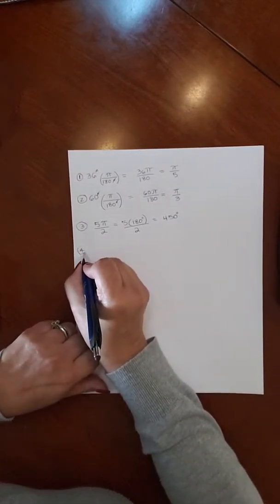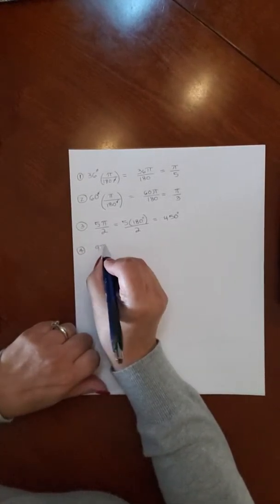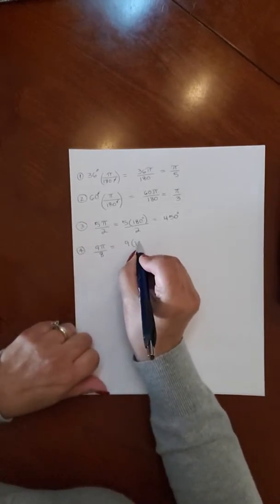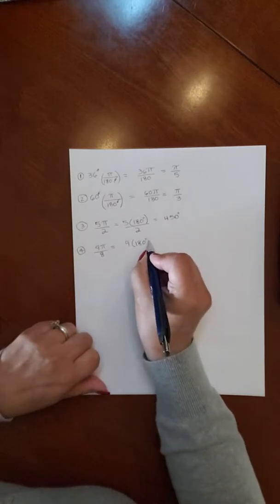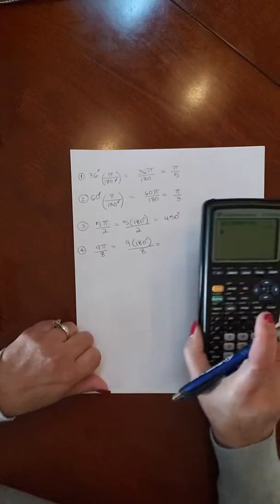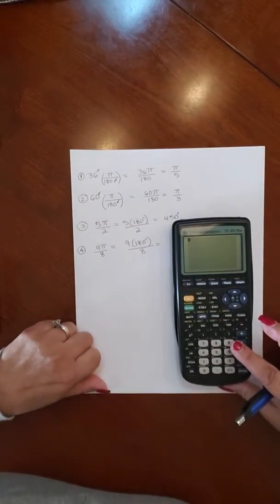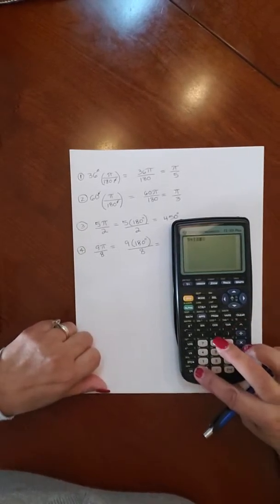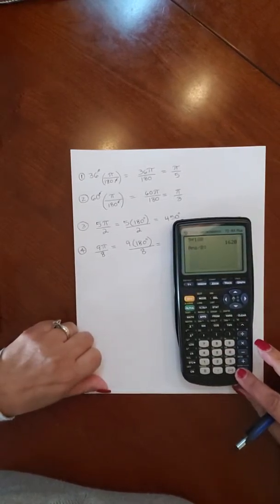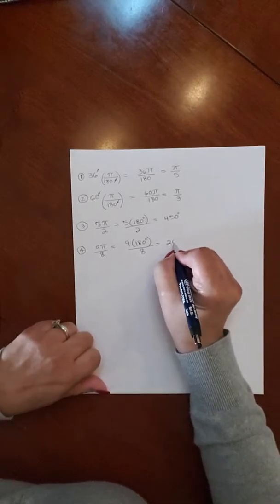Problem number 4, just like number 3, only this one's 9 pi over 8. You're converting to degrees. So you go ahead and put the 180 in for pi. And then you can put that in your calculator. When you are putting it in your calculator, it's just top times top. 9 times 180 divided by 8. You get 202.5 degrees.